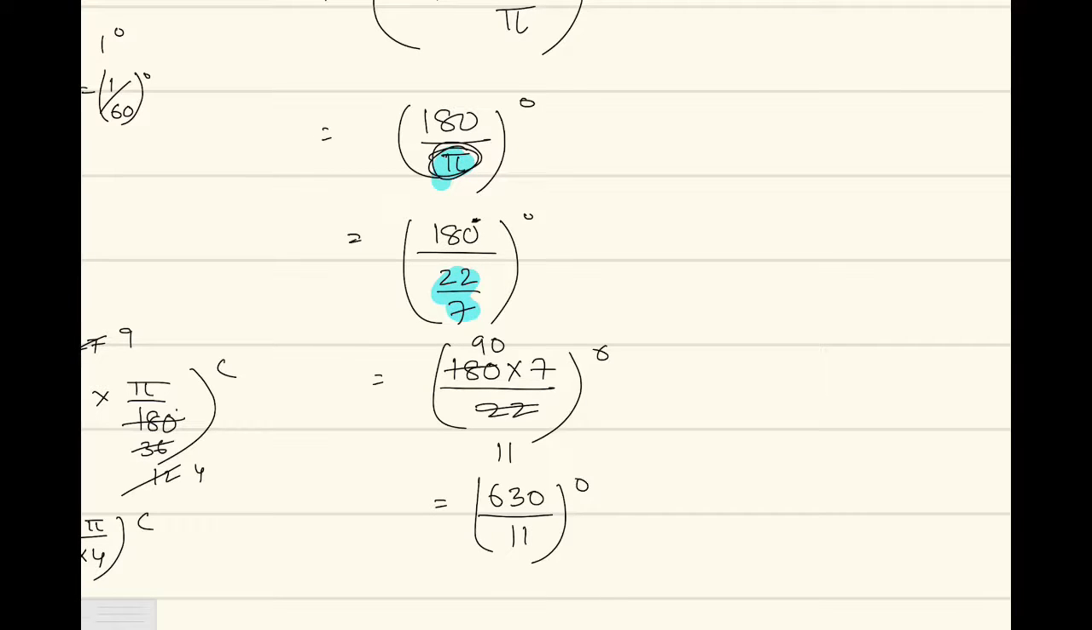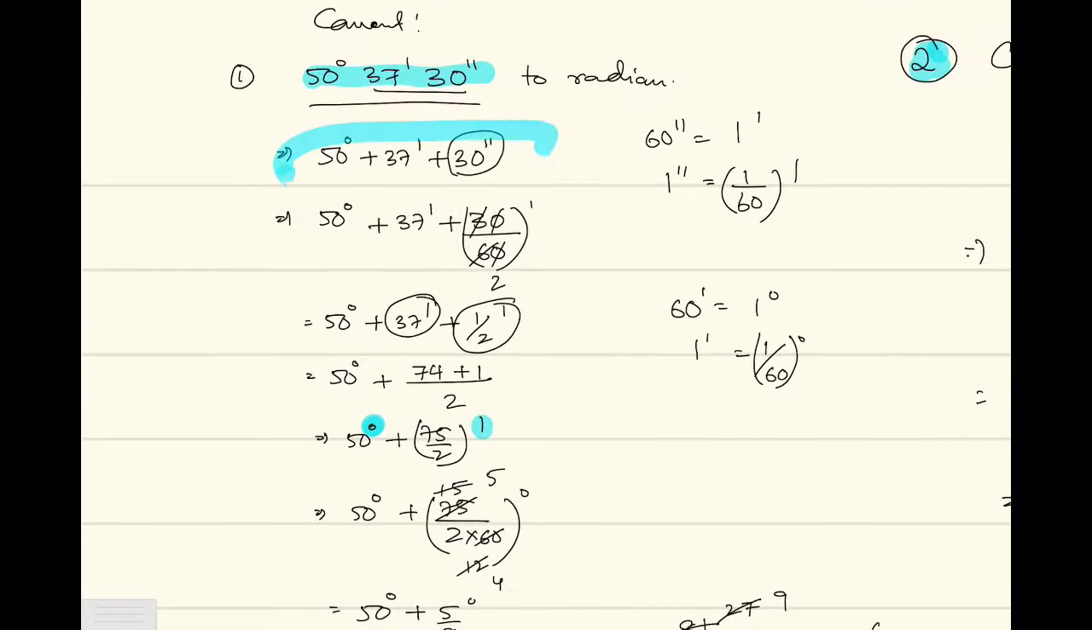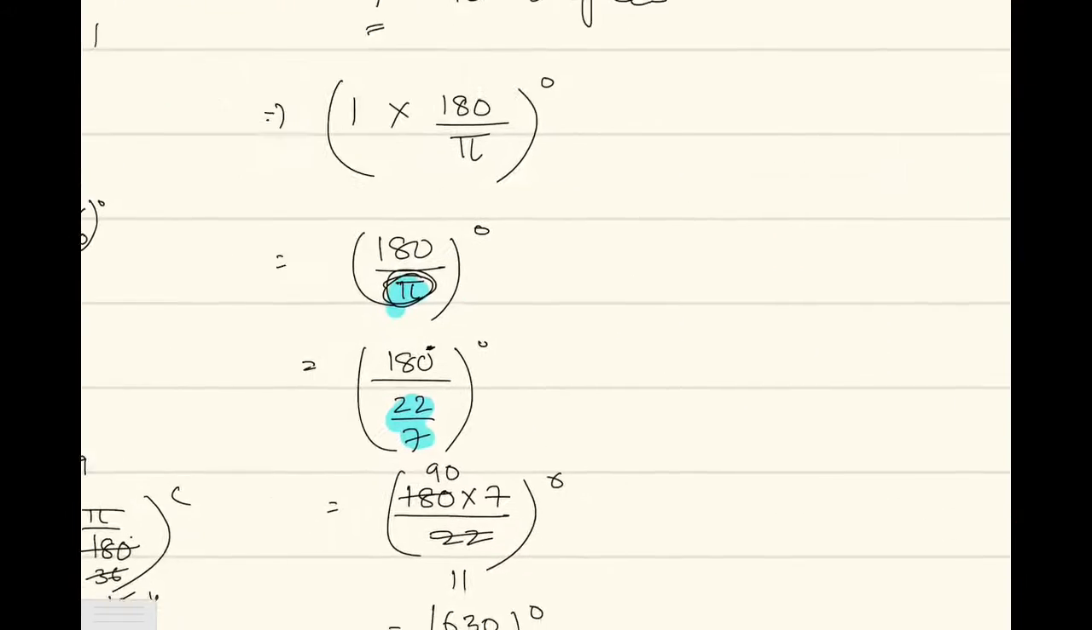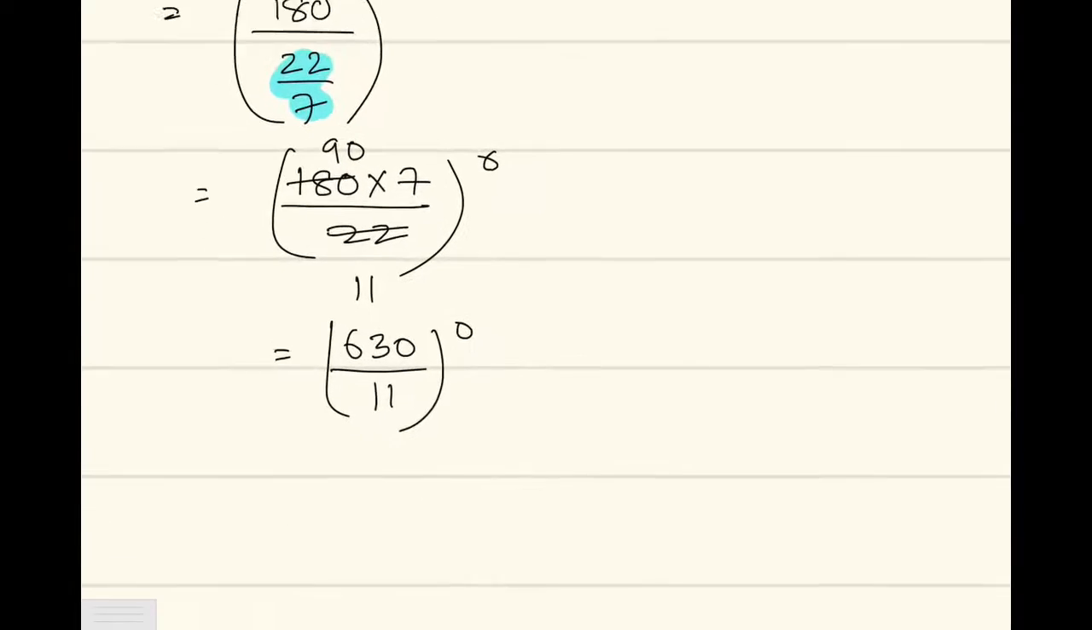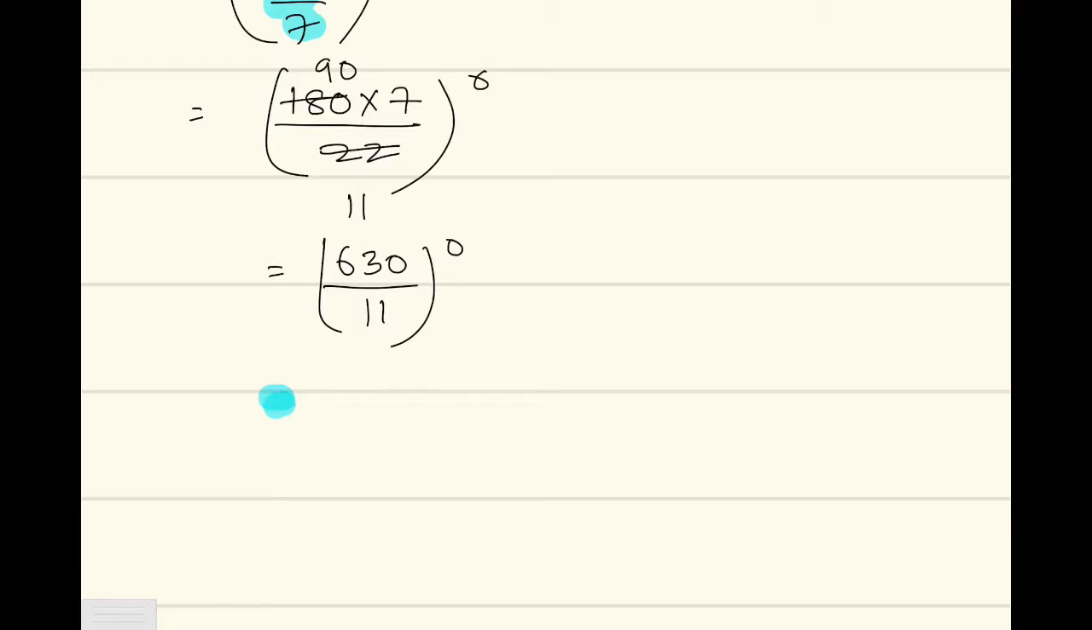But this is not the answer. I want it in finer measurements. Remember that time it was in finer measurement, like this, like this. I want something like this in finer measurements. How to convert this into finer measurements? For that, now we have to divide. Okay, so let's start. So what I'll do is 630 divided by 11. You can use your calculator and do that. 630 divided by 11. How much would that give?